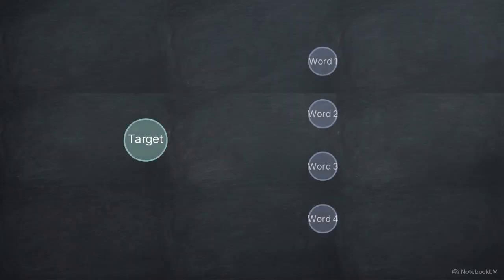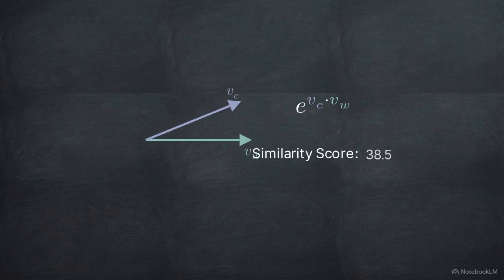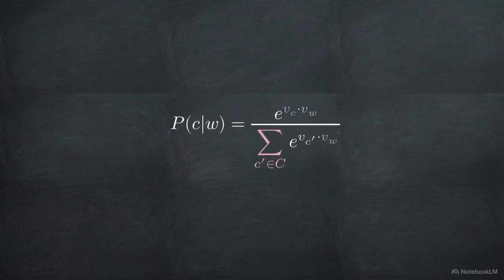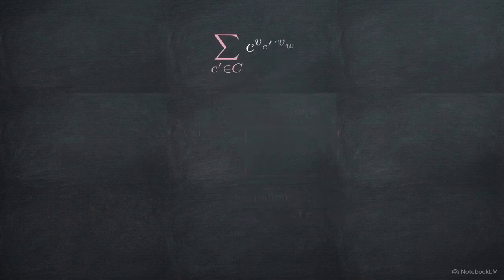Typically, when a network needs to calculate a probability distribution across multiple classes, it uses the softmax function. The numerator of the softmax equation makes sense for this task. It takes the exponentiated dot product of the target word vector and a specific context word vector. The more similar the vectors, the higher the resulting value. This is the formal softmax equation. The denominator here, the normalizing constant, is the source of structural failure.